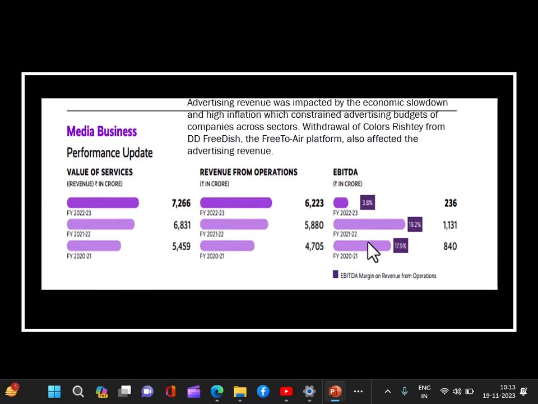So then the media business. Advertising, this is basically, they have a revenue from operations of 6,000. It's a small segment of the business. From 4,700 to 6,000 crores, their revenue has gone up. If you look at it, the profits have declined from 840 crores to 236, because hardly any people are giving advertisements after the COVID impact; advertising on the media platform started falling. Advertisement revenue was impacted by economic slowdown and high inflation, which constrained advertising budgets of companies across sectors. Withdrawal of Colors Rishtey from DD Free Dish, the free-to-air platform, also affected the advertising revenue. Because they have some platforms which they sold, or they exited those businesses. So the media business margins are only 3.8%, which was about 18% a couple of years back.